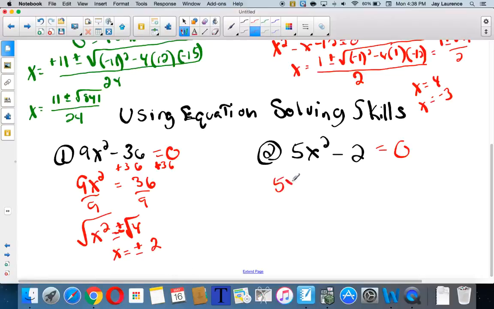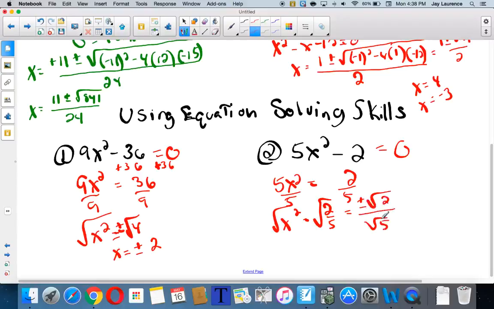I'm going to have 5x squared equal to 2, because I'm going to add 2 to each side. Then I'm going to divide by 5. X squared equals 2/5, but then when I take the square root of each side, I'm going to get the square root of 2 divided by the square root of 5. I hate having an irrational denominator. It's just a no-no in mathematics.